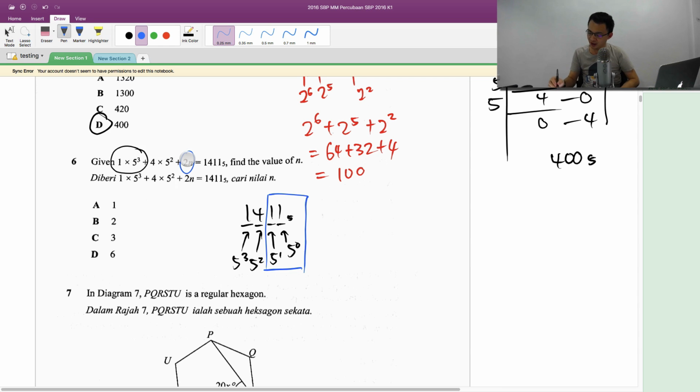Over here, I will change into base 10. If I change into base 10, this one is 1 times 5 power of 1 plus 1 times 5 power of 0. So the total is 5 plus 1, which is 6. 5 power of 0 is 1. Alright, so 2n is equal to 6, n is equal to 3. So the answer will be C.